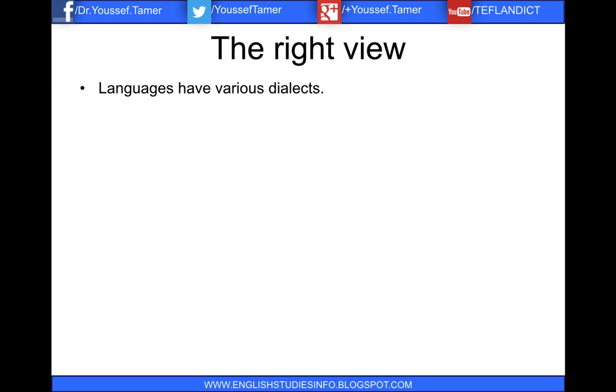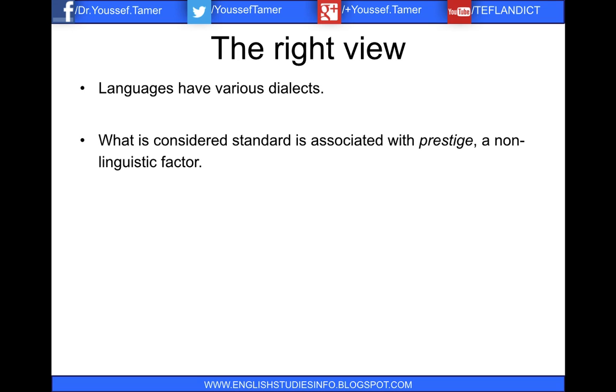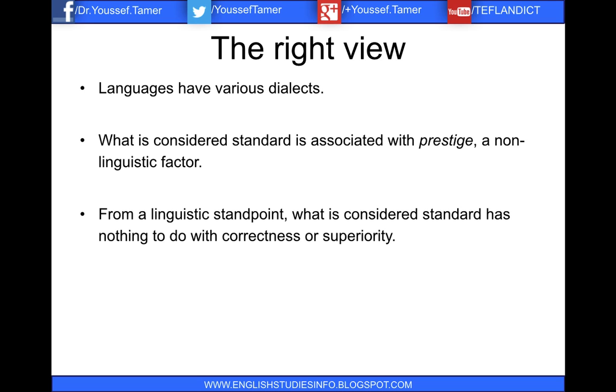So the languages have various dialects. As I said, the difference between language and dialect doesn't mean superiority or inferiority. That's the wrong view. That's a misconception. What you need to take into account as the appropriate standpoint is that languages have various dialects.